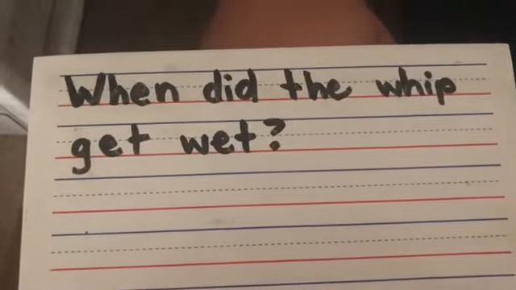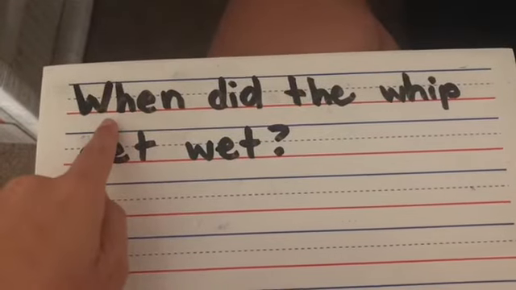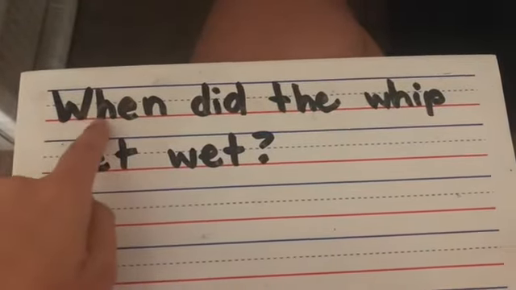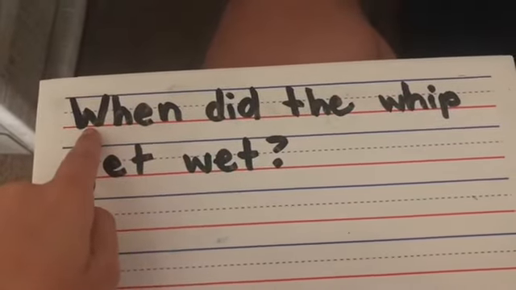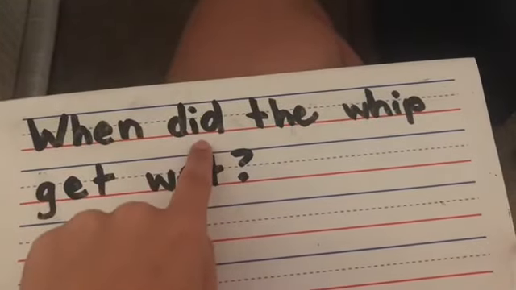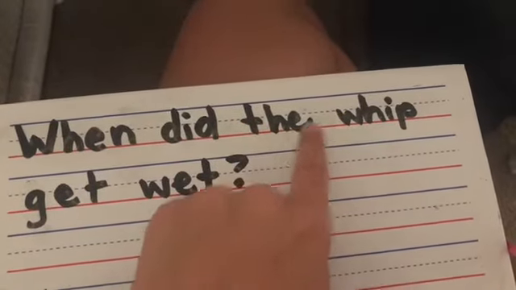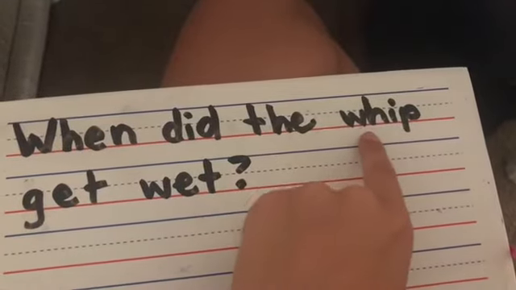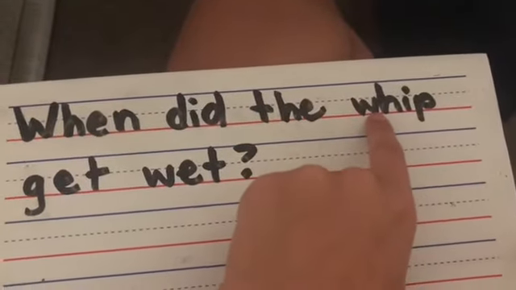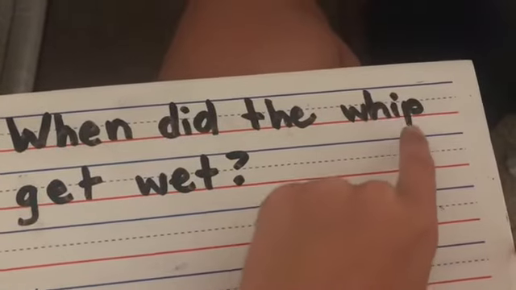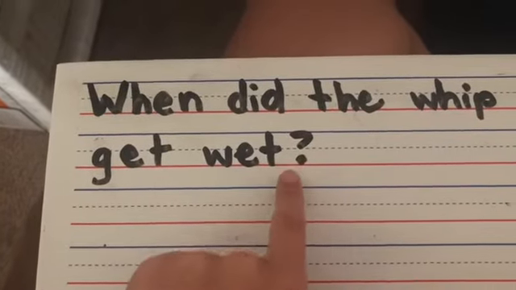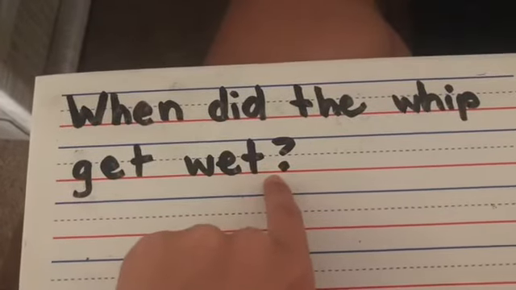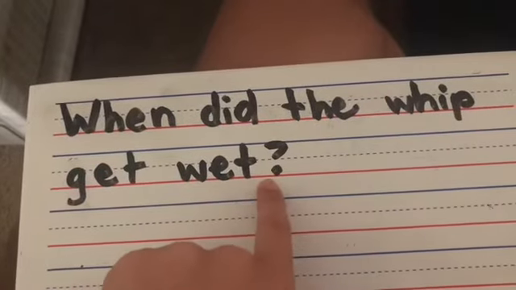Give it a try. All right, this is what your sentence should look like. The first word is when. The word when has a WH digraph in the beginning. Make sure that is a capital W because it's the first word in the sentence. Finger space, did, finger space, the, finger space, whip. Whip also has a WH digraph in the beginning. Whip, whip. Get wet. And there should be a question mark at the end of your sentence because it is an asking sentence or an interrogative sentence.